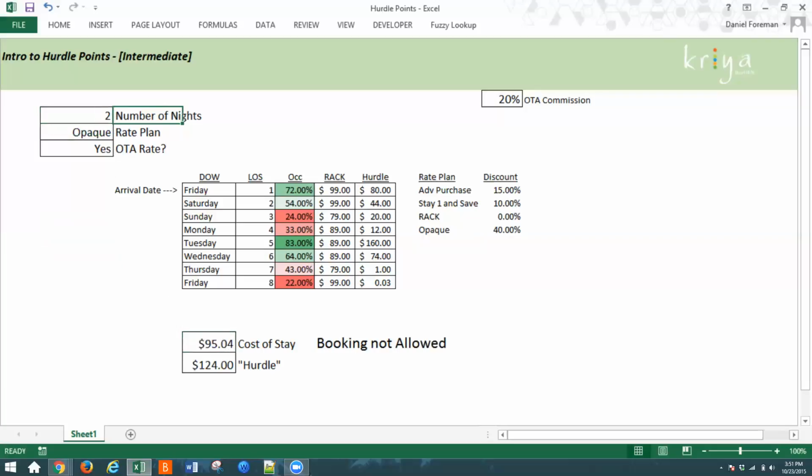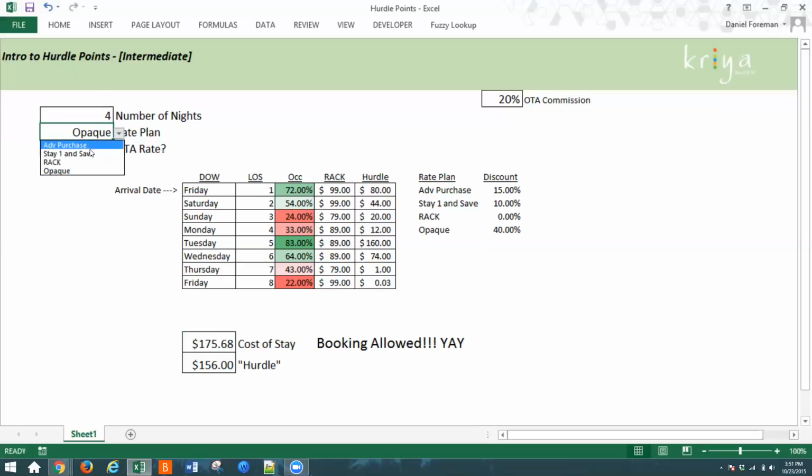If we try to stay 2 nights, same story. It's not meeting our hurdle point. 3 nights again is not meeting our hurdle point. But what if we extend this opaque rate here to 4 nights? That booking is allowed. And that's because the combined hurdle point for a 4-night stay is only $156. And a 4-night opaque rate here is actually giving us $175.68. So that's one of the rare instances in which the opaque rate here would be allowed to book.